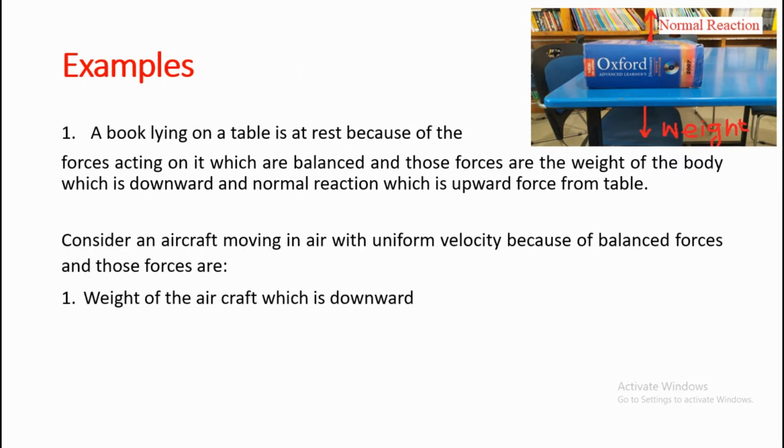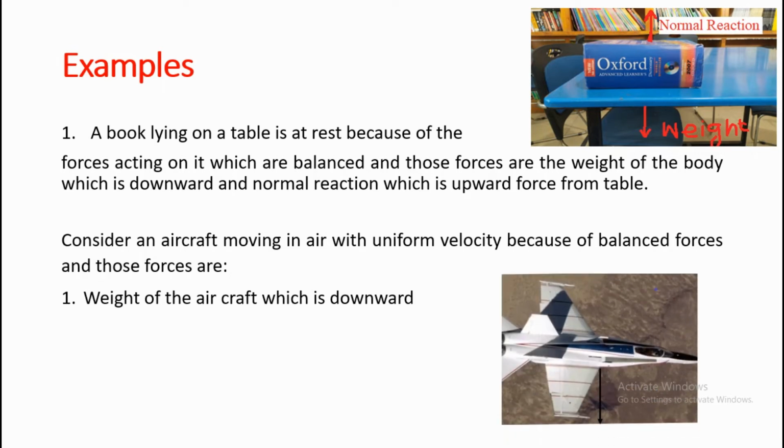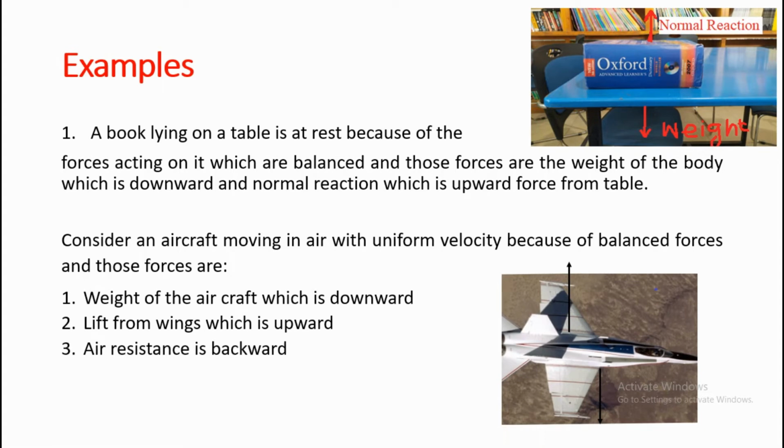Similarly, consider an aircraft moving in air with uniform velocity. There are four forces acting on it. One is the weight of the aircraft, which is in the downward direction. The other is the lift from the wings, which is in the upward direction. The other is the friction or the air resistance, that is in the backward direction. And the other is the engine thrust, that is in the forward direction.